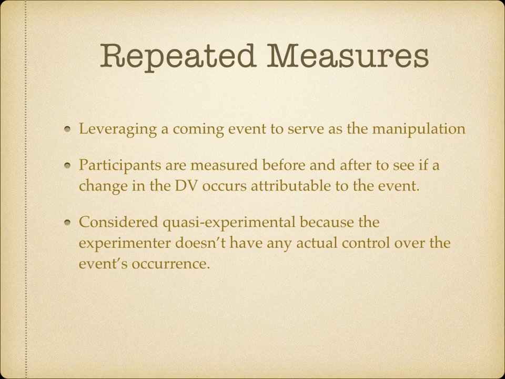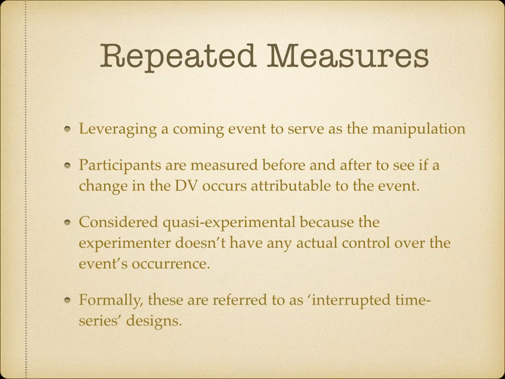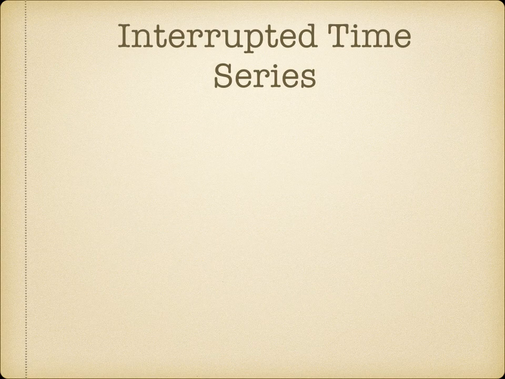Now, these are considered quasi-experimental, as I said, because you don't have any actual control over the event occurring. And there's a formal name for these as well. These are called interrupted time series designs. These tend to have only one group in them, though you can create them with more than that.